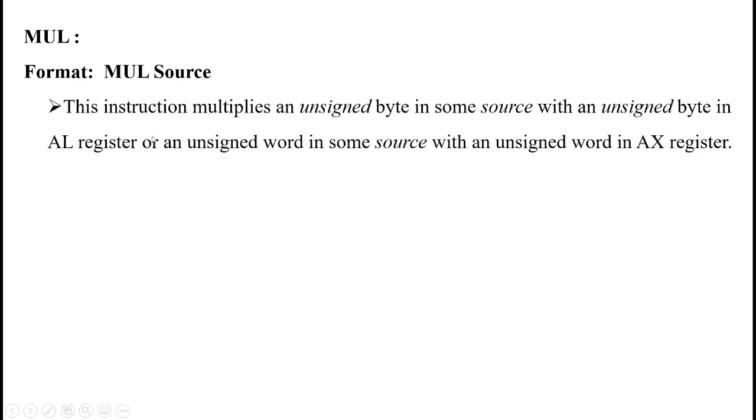Then multiplication instruction, MUL. So MUL source. The format of the MUL instruction contains only source operand, the destination operand is done by the accumulator register. If you want to multiply two values, the source value you can represent with some register and the destination value always should be represented by the accumulator register. So the source value will be multiplied by accumulator and result will be stored in accumulator registers.